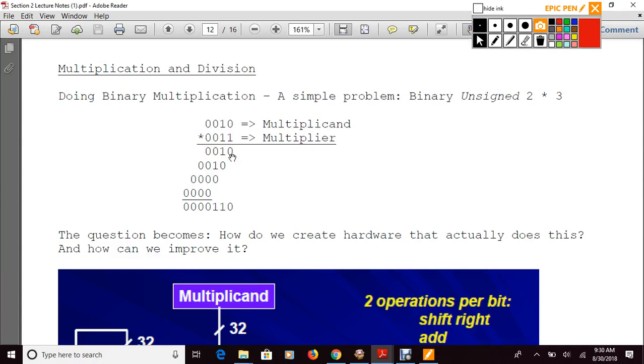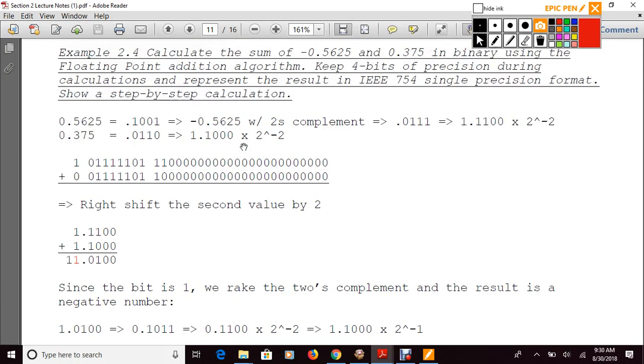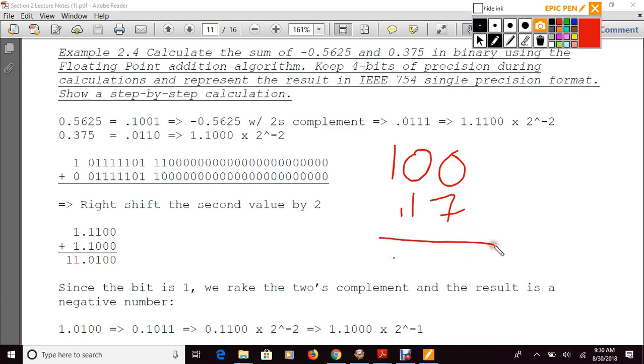Yes? Is there any way you could go back over the shifting? Sure. Okay, so think of it this way. If you were adding 100 and 0.17, right? You wouldn't do it like this. That's the wrong answer. So the shifting is basically doing the same thing but with binary addition.